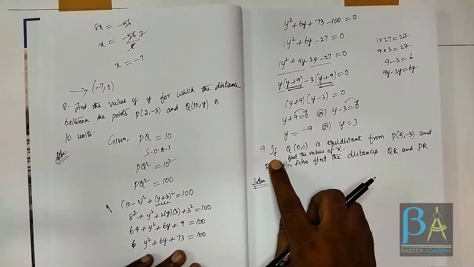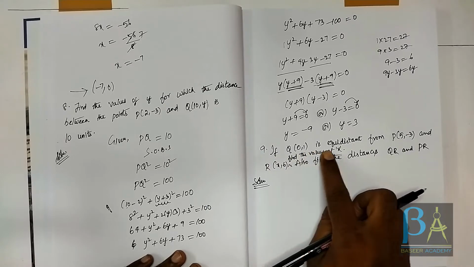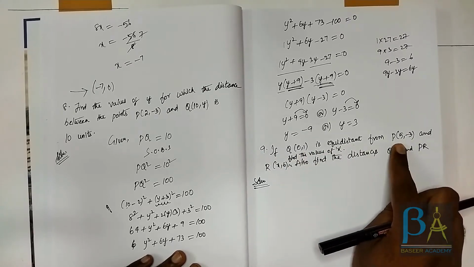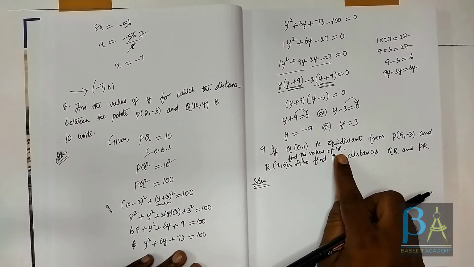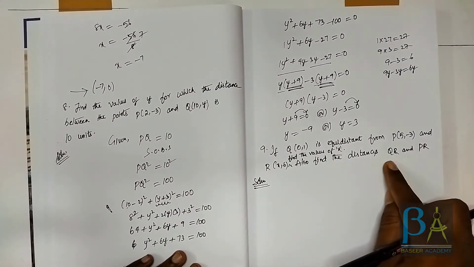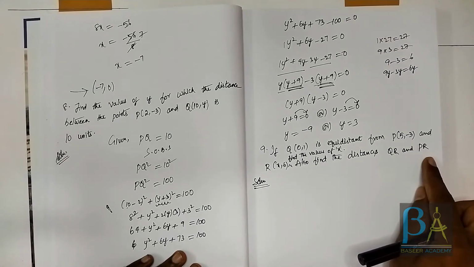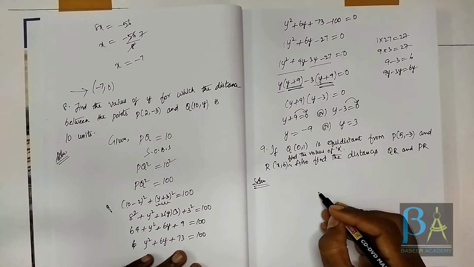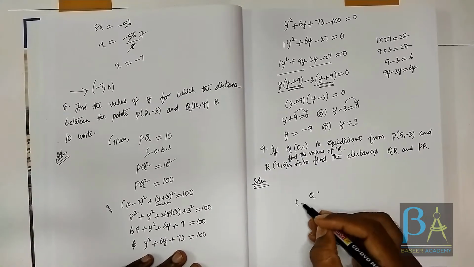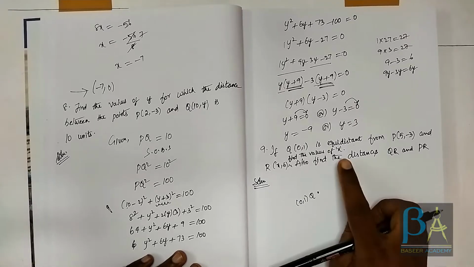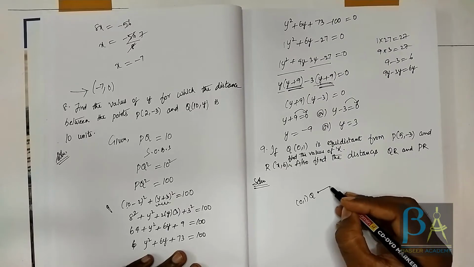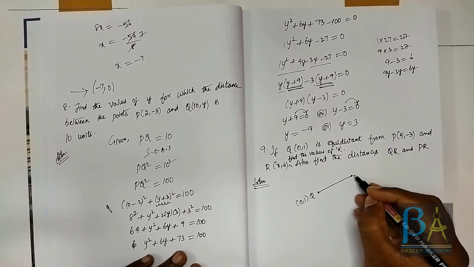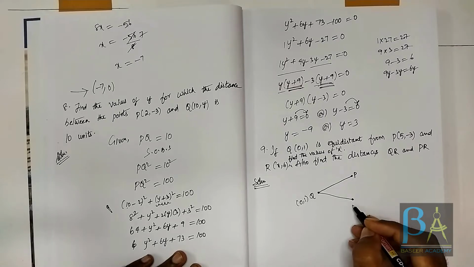Okay, so question number 9 says, if Q (0, 1) is equidistant from P (5, -3) and R (x, 8), find the values of x. Also, find the distances QR and PR. So let us try to understand the question first. It says the point Q, which has the coordinates (0, 1), is at an equal distance from the other 2 points. So this point Q is at an equal distance from point P and from point R.